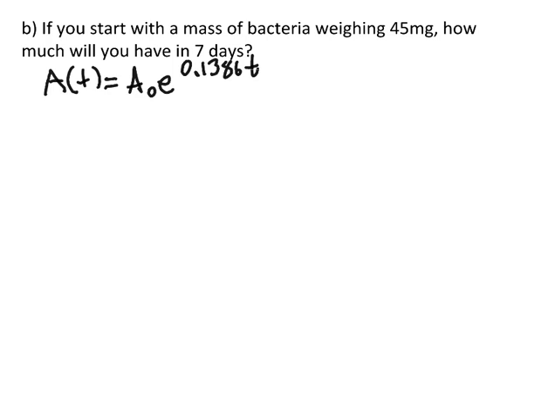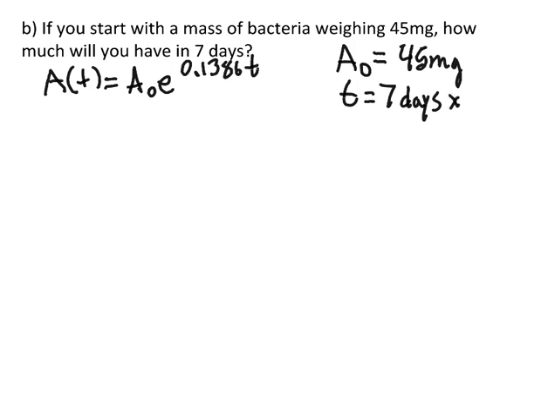So let's write down the things that I know here. A0 is how much I start with, and I start with 45 milligrams. T is how much time has passed, which is 7 days, but be careful, I need to make sure my units of T and K match. K was in units of 1 over hours, so I need to convert this to hours too. So I should convert days into hours. I multiply by 24 hours per day. That cancels the days and gives me 7 times 24, which is 168 hours.